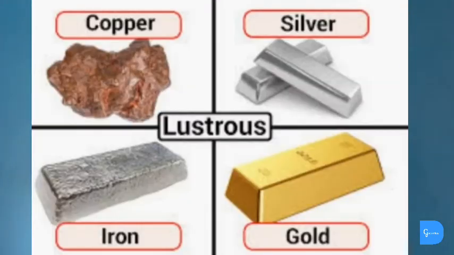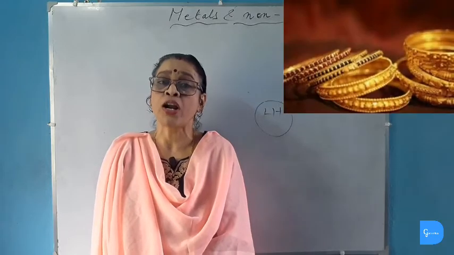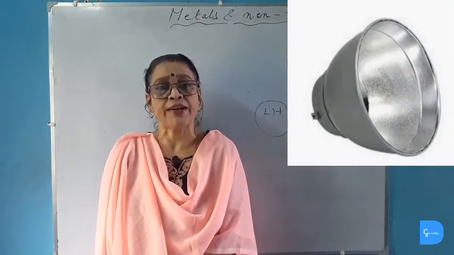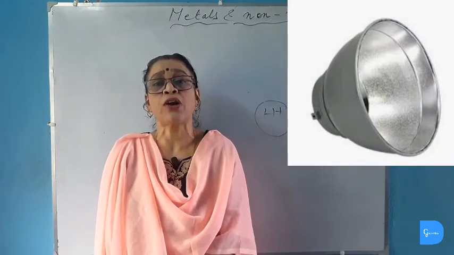Number three, metals are lustrous and can be polished, whereas on the other hand, non-metals are non-lustrous, or we can say that non-metals are dull in appearance. Because the metals are lustrous, metals are used for making ornaments and as reflectors. Silver is the best reflector of light and gold is used for making ornaments.